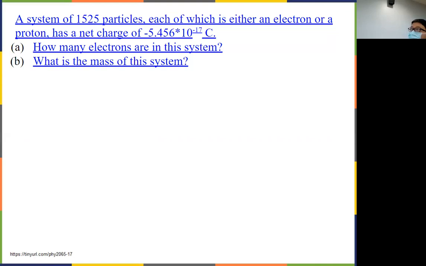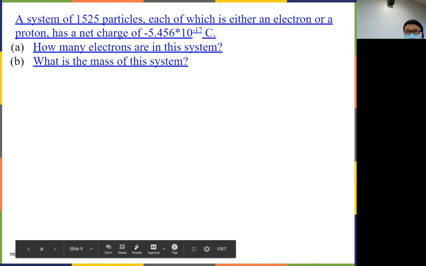Basically, you can set two variables to be the number of electrons and the number of protons. You can add them up to be 25. The charge of an electron times the number of electrons plus the charge of a proton times the number of protons should be equal to minus 5.456 times 10 to the negative 17 coulombs.